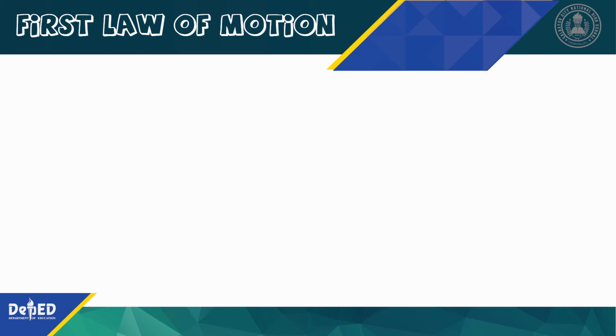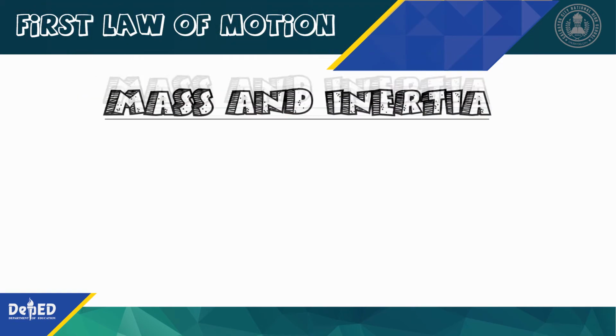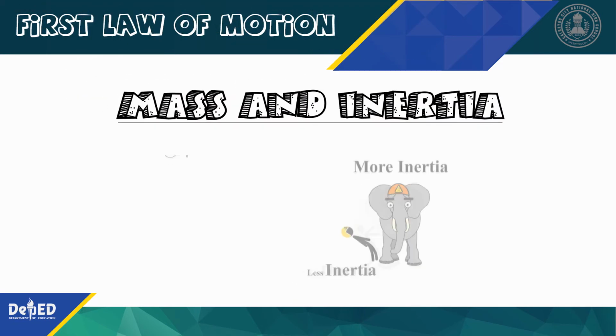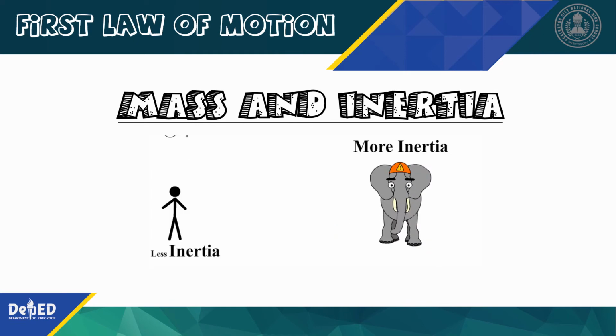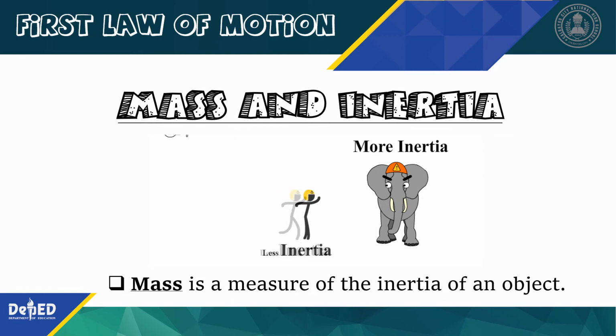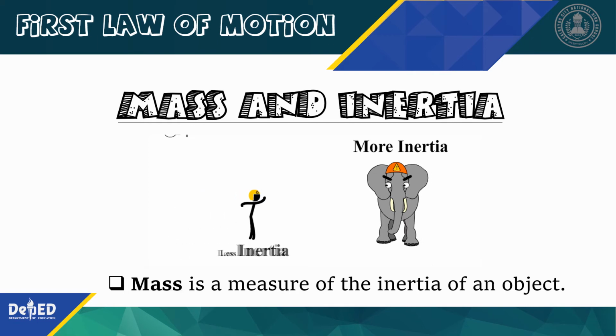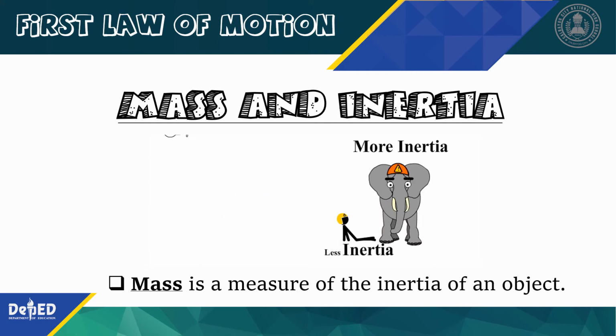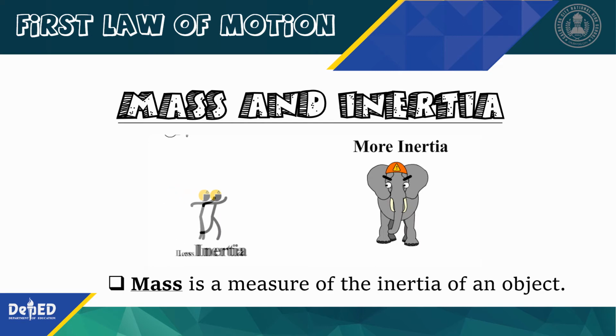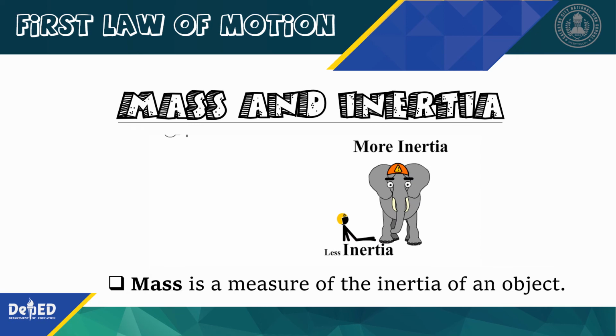Now let's talk about mass and inertia. Mass is a measure of the inertia of an object. As you can see in the figure, the change in motion of the elephant was too little because of its mass compared to the man. Resistance of an object depends on the mass and inertia of an object.